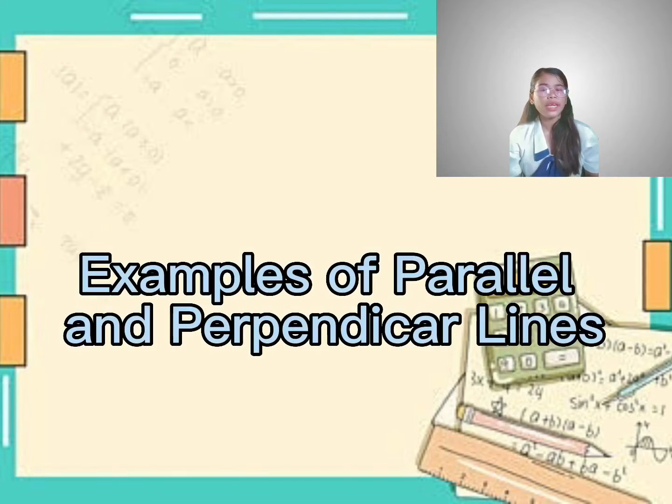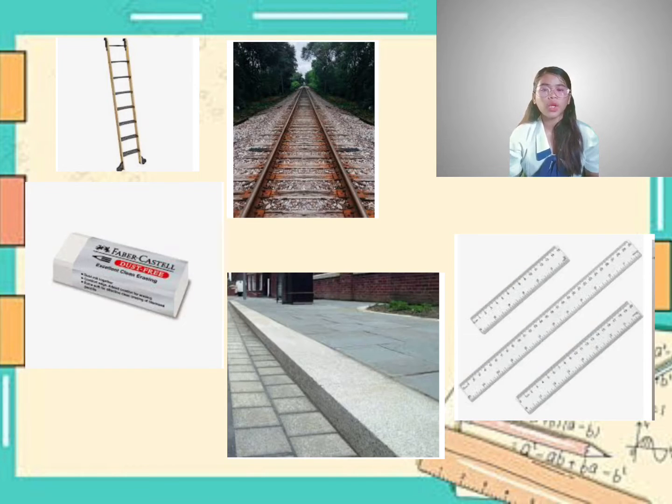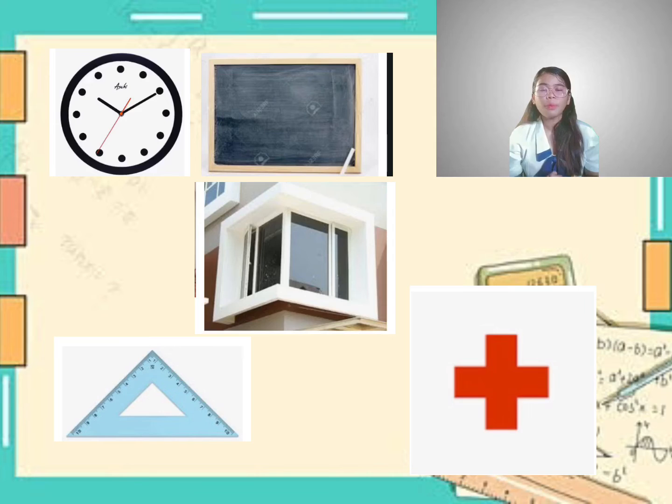Here are some other examples of parallel and perpendicular lines in real objects. Parallel lines include railroad tracks, the edges of the sidewalk, rails of a ladder, opposite sides of a ruler, opposite edges of an eraser. Some examples of perpendicular lines are the sides of a set square, the arms of the clock, the corners of the blackboard, the window, and the red cross symbol.